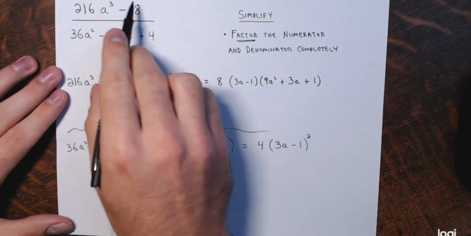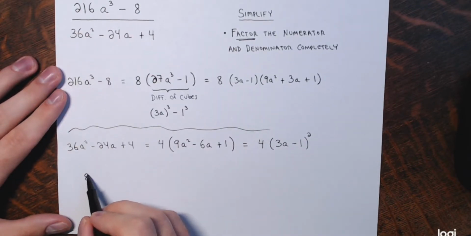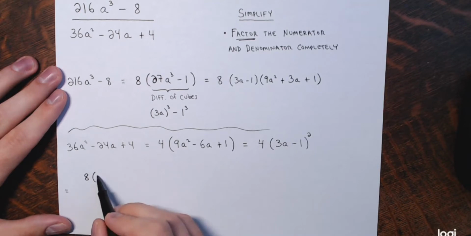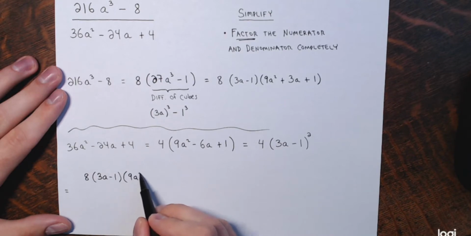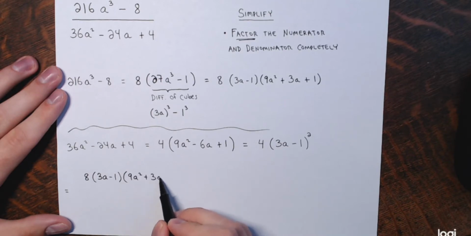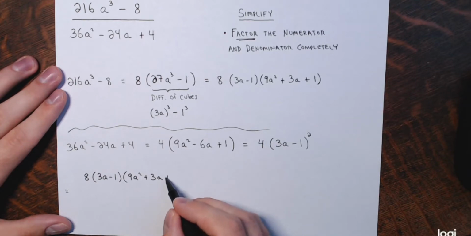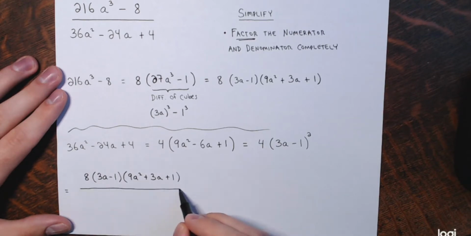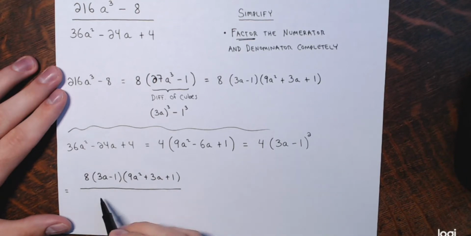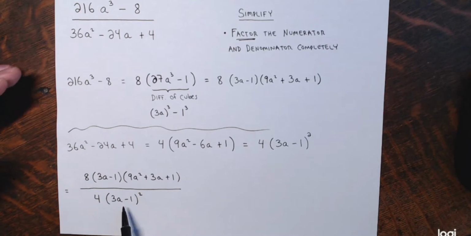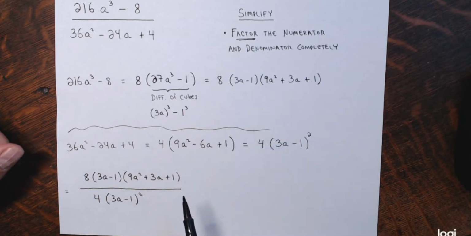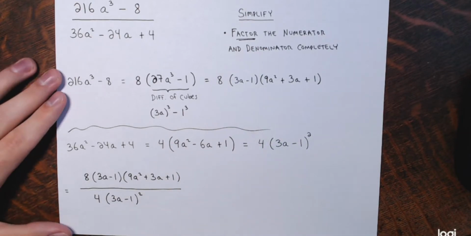Alright, so this fraction, the numerator is 8 times 3a minus 1 times 9a squared plus 3a plus 1. Alright, that was the numerator, totally factored. The denominator, totally factored, is 4 times 3a minus 1 to the second. Alright, or times 3a minus 1 times 3a minus 1 again, if you want to write that. Alright, so that's the first step. Factoring the numerator and denominator completely.